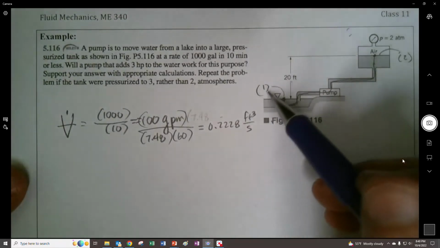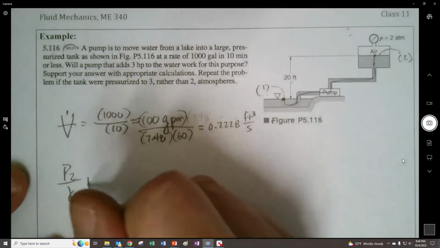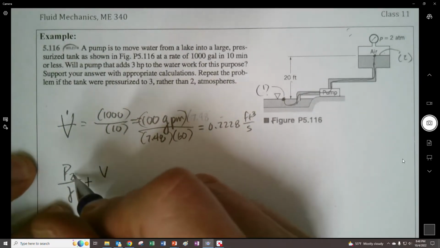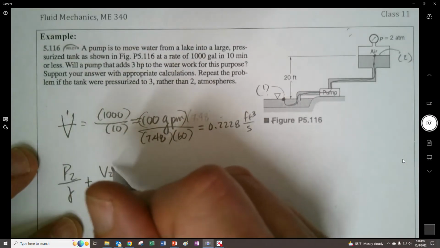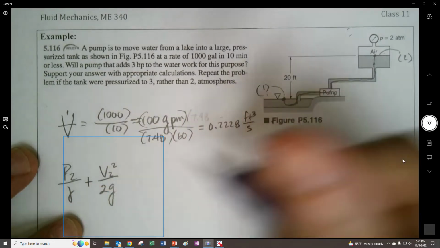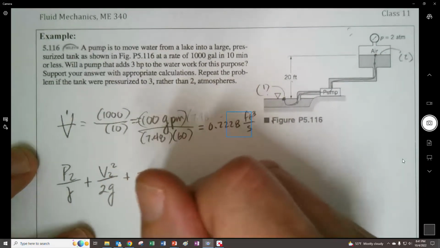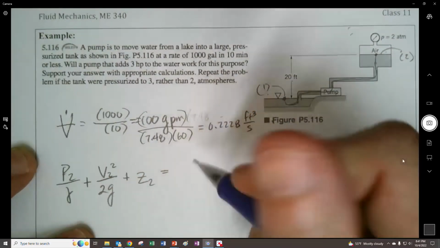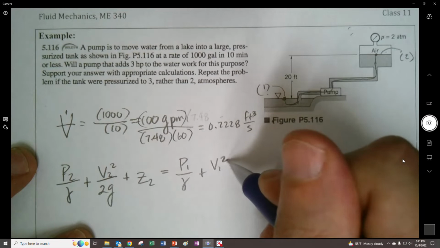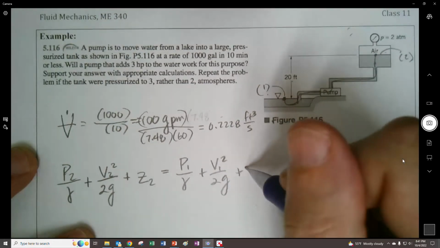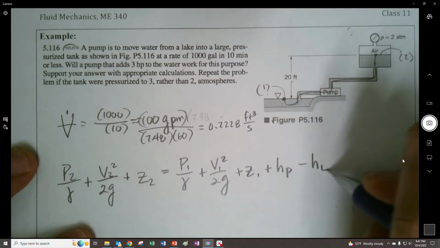So now let's go Bernoulli between 1 and 2. The way I've been writing out this go-to equation for Bernoulli is to say the pressure up here, p2, divided by the specific weight, plus the velocity at 2 squared divided by 2g, plus z2, is going to be equal to p1 divided by gamma plus v1 squared divided by 2g plus z1. And now we're going to add pump head, and we're going to subtract out pump losses.